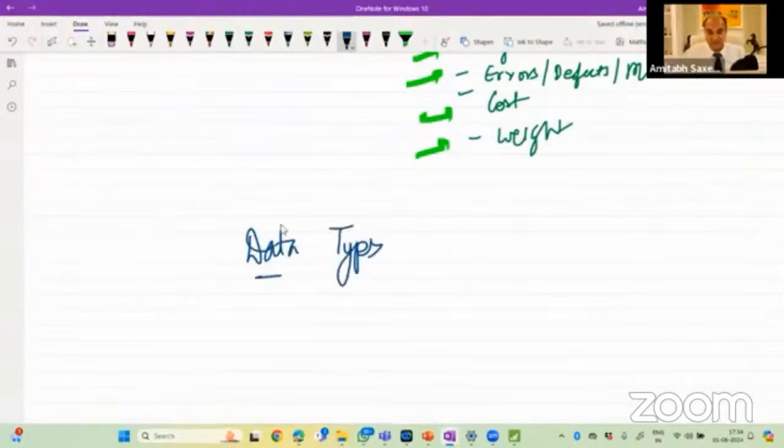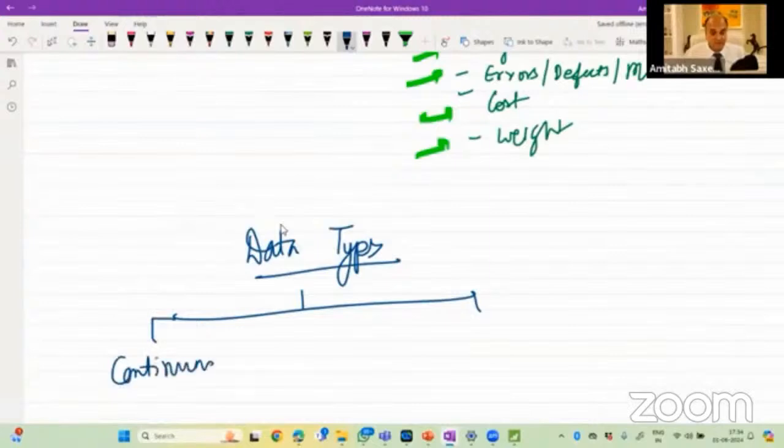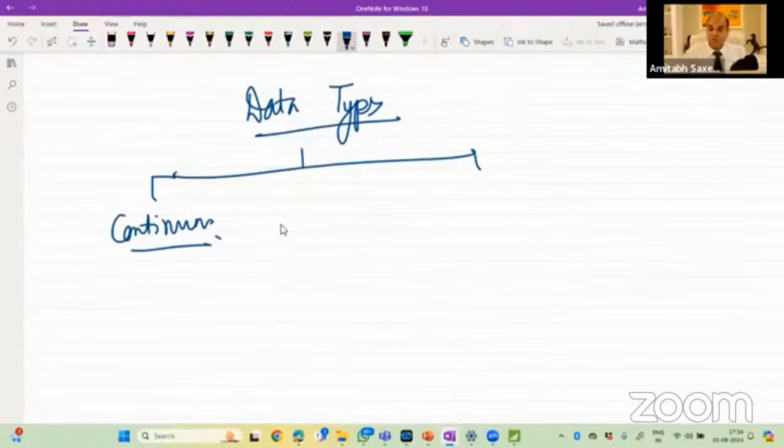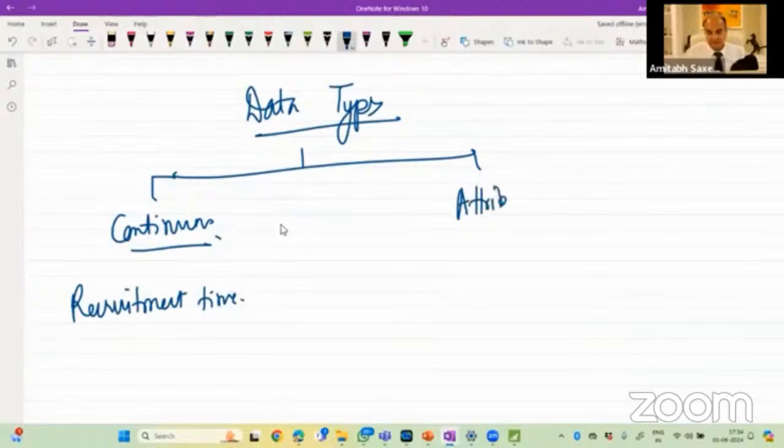So you have types of data we already saw, continuous and attribute. Continuous data, like recruitment time. And attribute data, an example could be, let's say, job description is not available or available. Okay. Job description, quality of the CV. These are all examples of attribute data. Okay.